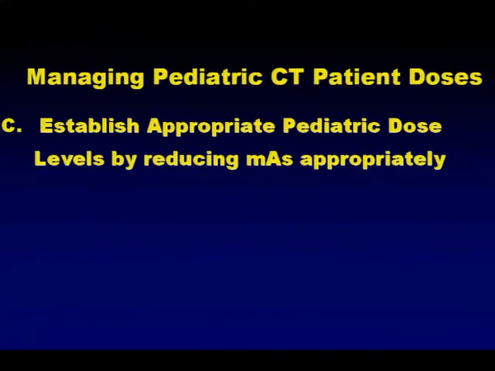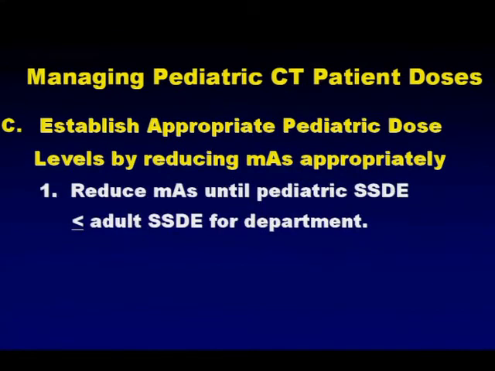Well, now that you know that the facility is doing a reasonable job with its adults, you need to establish an appropriate pediatric dose. You can do that simply by reducing the mass. You can do that if you calculate the SSDE, because your SSDE for any pediatric patient should be less than or equal to the adult SSDE in the department. It's a pretty simple rule to give the adult facility that does children occasionally.